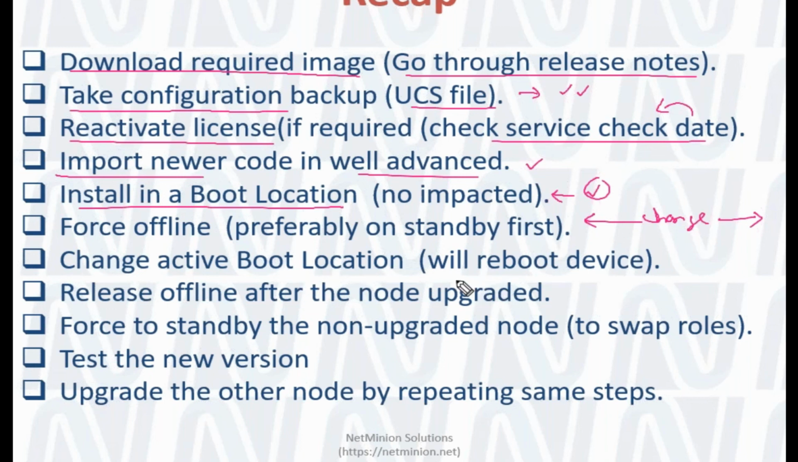Then on your standby device, make it force offline and do it over there first. Once it is done, change the active boot location. After changing the boot location, your device will be booted up with the new image, and release the offline. Then swap the roles, test the new version, and upgrade the other unit. All of the steps should be repeated again.